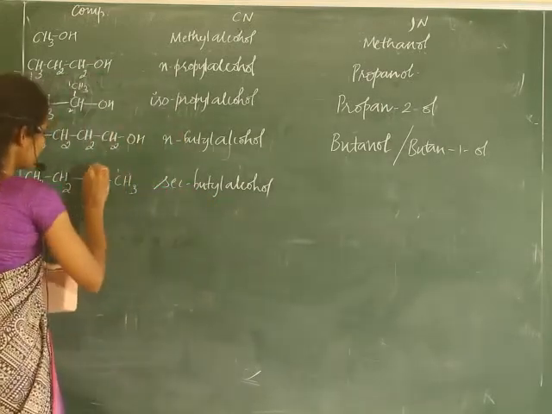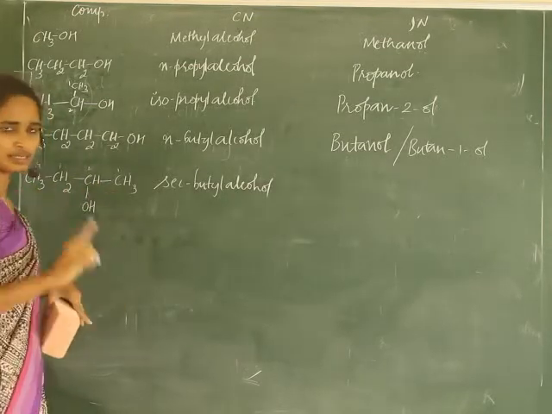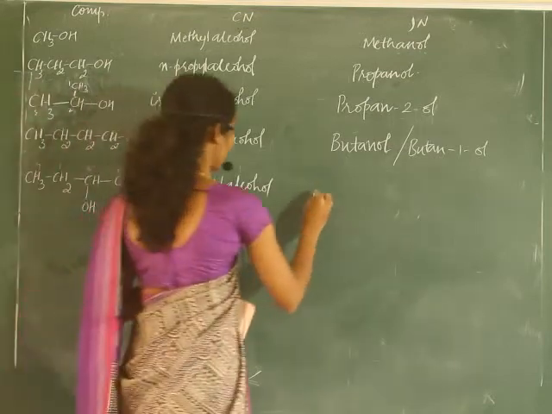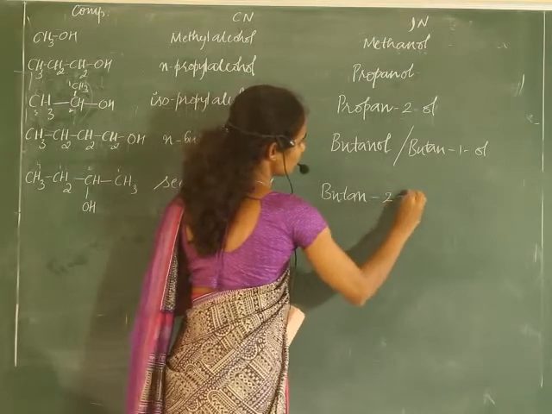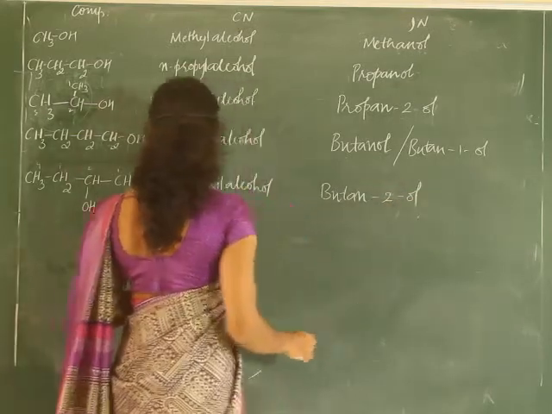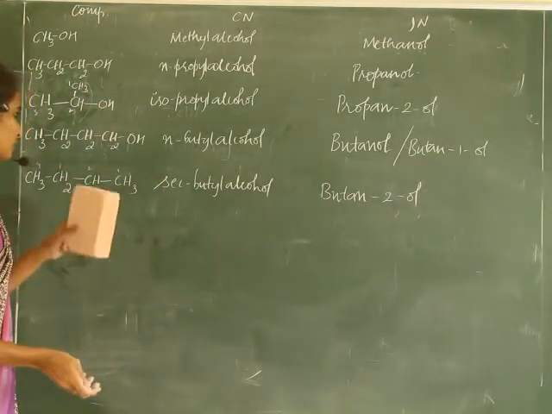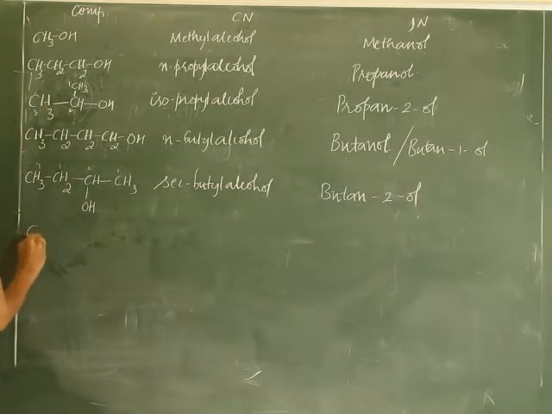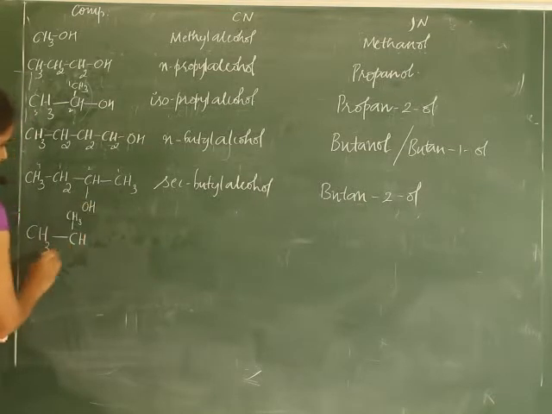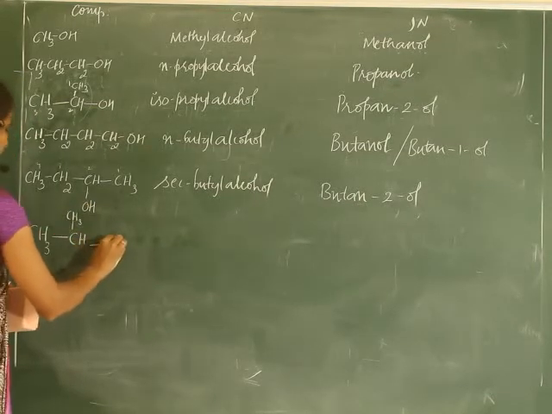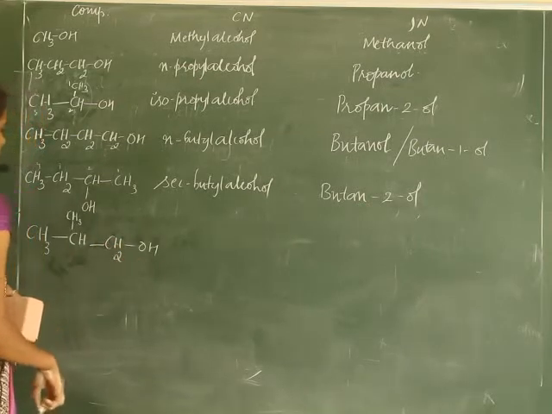And numbering 1, 2, 3, 4. The functional group should get the least number, and the longest chain is considered as the parent chain, right? And the name of this compound is butan-2-ol. Butanol 1, 2, 2 only. OH group is present, hence butanol, butan-2-ol. I write one more compound, CH3, CH3, CH3, CH3, and CH2, OH.